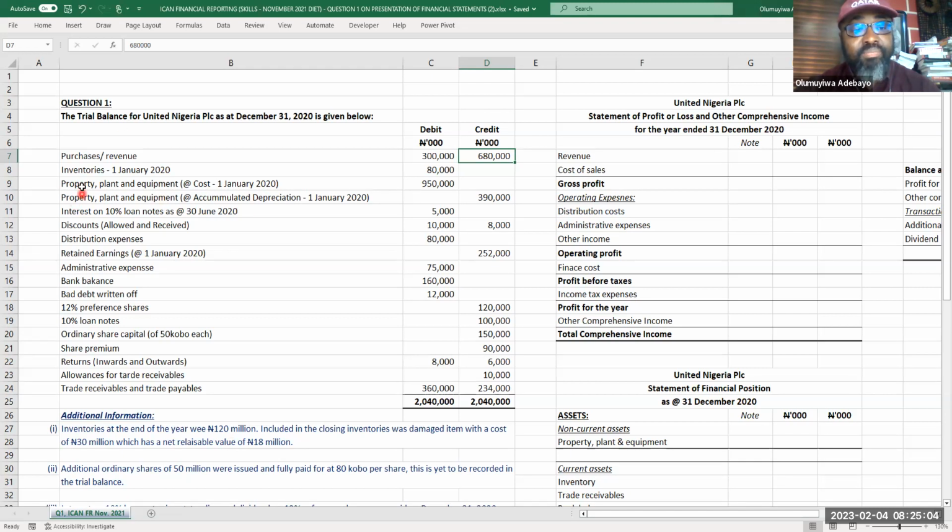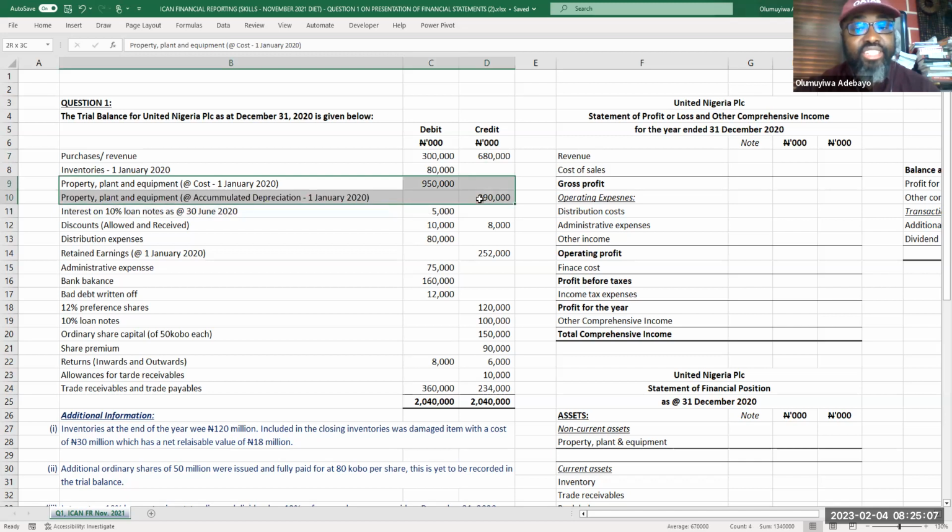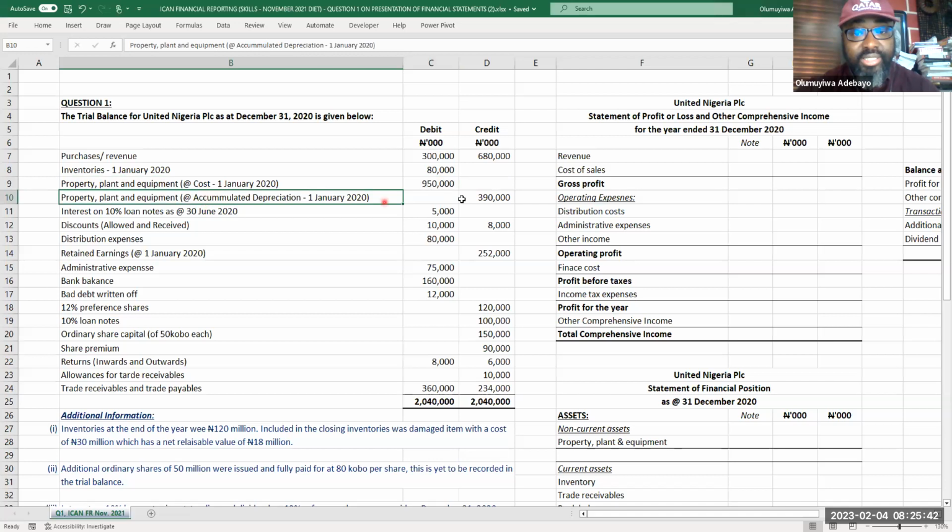Another thing is that these two items here relate to PPE, property, plant, and equipment. The first item here relates to the cost of the PPE, which is the initial cost as at when the PPE was purchased, and which is the same cost you are carrying up to date. And you never revalue them, because the policy of this company, from what we are seeing here, is that they carry PPE at cost. But there's depreciation that will have been charged over the years, at least up to last year, and which is what we brought forward as accumulated depreciation this year, this 390.